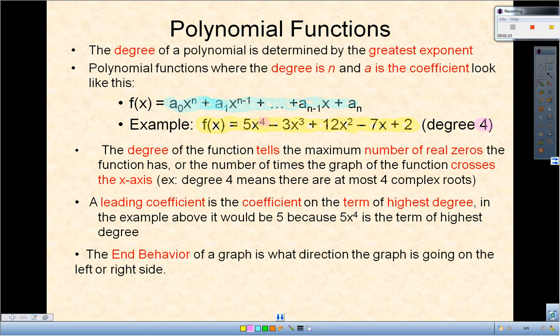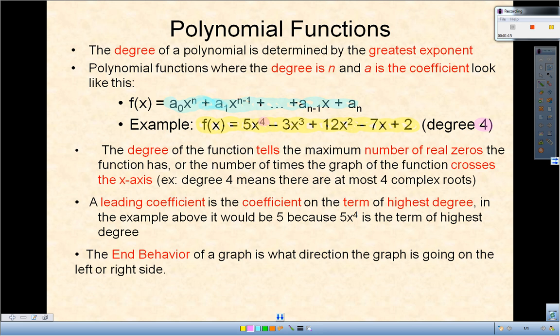The degree of the function tells the maximum number of real zeros the function has, or the number of times the graph of the function crosses the x-axis. So for example, since this is a degree 4, that tells me that at most that graph would cross the x-axis 4 times. Or it also means that at most it has 4 complex roots or solutions.